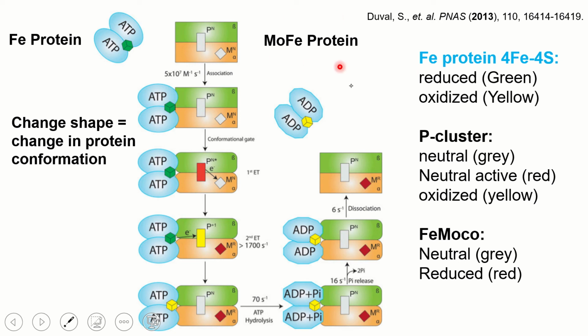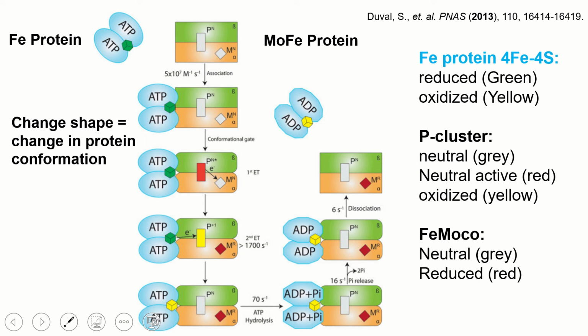In the MoFe protein, the two cofactors, the P cluster is shown as a rectangle in gray, which is the neutral oxidation state. The diamond is the active site, or the FeMoCo, and again, as gray, this is in the neutral oxidation state. So electrons need to be passed, remember, from the iron-sulfur cluster of the iron protein to the P cluster, and then ultimately to the FeMoCo, which is the active site.